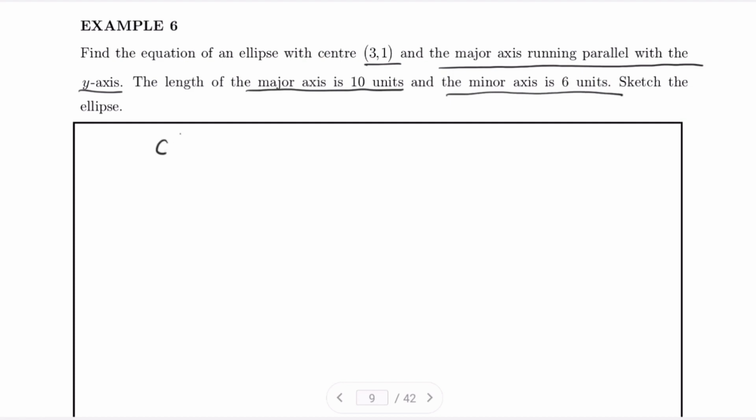Okay, so the center is 3, 1 and the major axis running parallel with the y-axis. So this is your y-axis. So if the major axis is running parallel to the y-axis, your ellipse will be looking something like this. Okay? And if the shape is like this, we know that our B is greater than A.